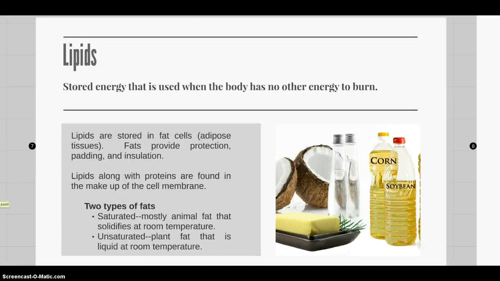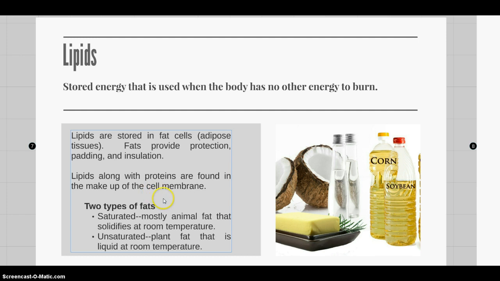Lipids, stored energy. This is basically reserved energy, energy that is reserved for later on when you have no other energy to burn. Lipids are stored in fat cells, or what you call adipose tissues. Fats provide protection, padding, and insulation. It can keep you warm in the winter. Me, I'm very skinny, so if I fall, I'll probably break something. Lipids, along with proteins, are found in the cell membrane.